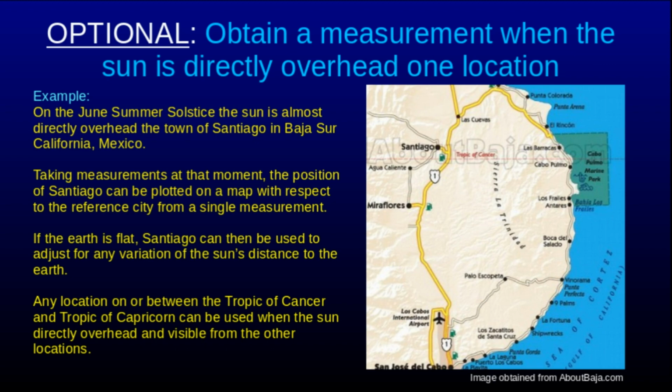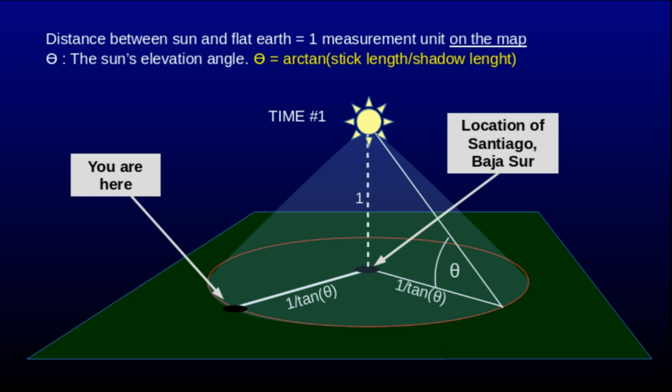Otherwise, if the sun is not visible from the other places, it will not work. So basically this is what we're doing. We're just repeating the experiment, but when we find the location of where the sun is directly overhead at a specific time, that would be the location of, in our example, Santiago Baja Sur in Mexico.